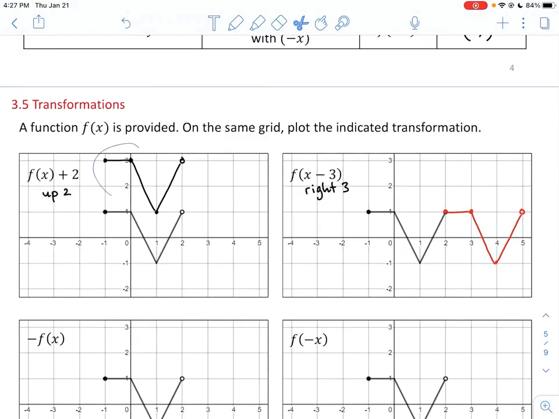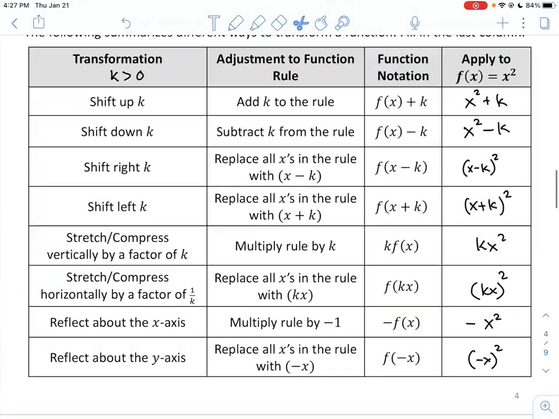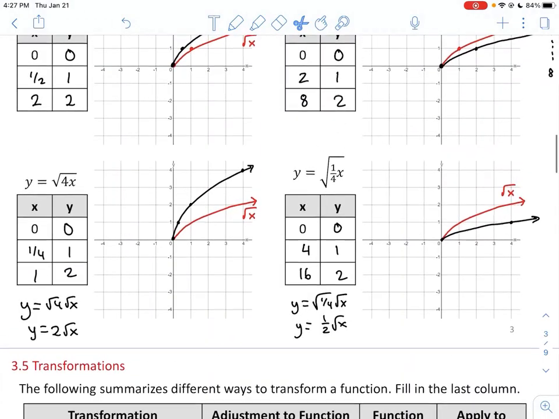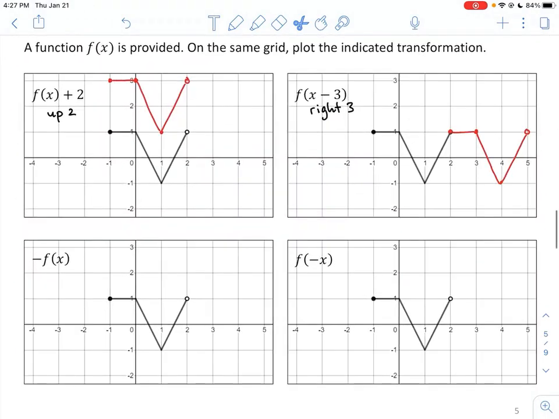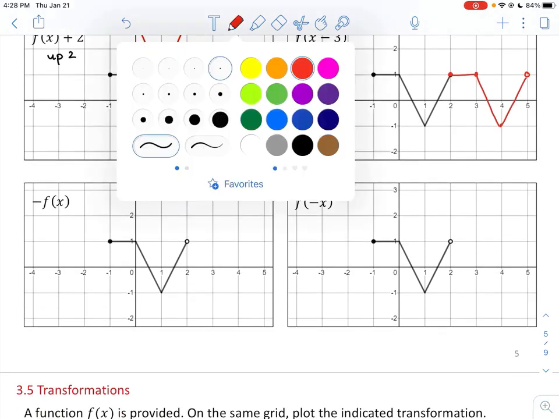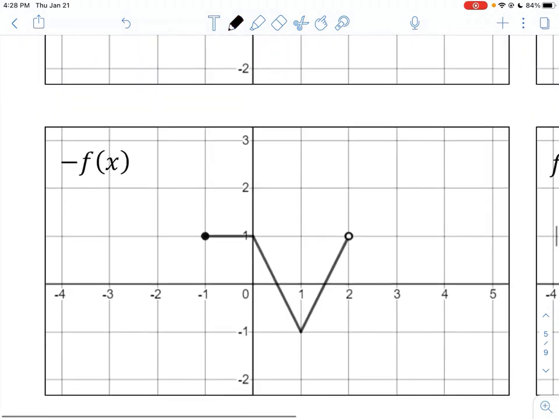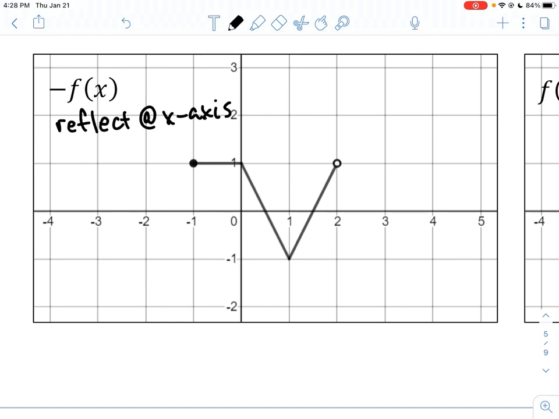In fact, why don't we do all of the new graphs red, which is different than we did up here, right? Up here, the parent was red and the new graph is black. So don't let that throw you off. Here, the black graph is the parent and the red graph is the new one. Put a negative sign in front of the function, negate the rule of the function. This will be reflect across the x-axis. So every single point, let's focus on that one first, is now this exact same distance but on the opposite side of the x-axis.